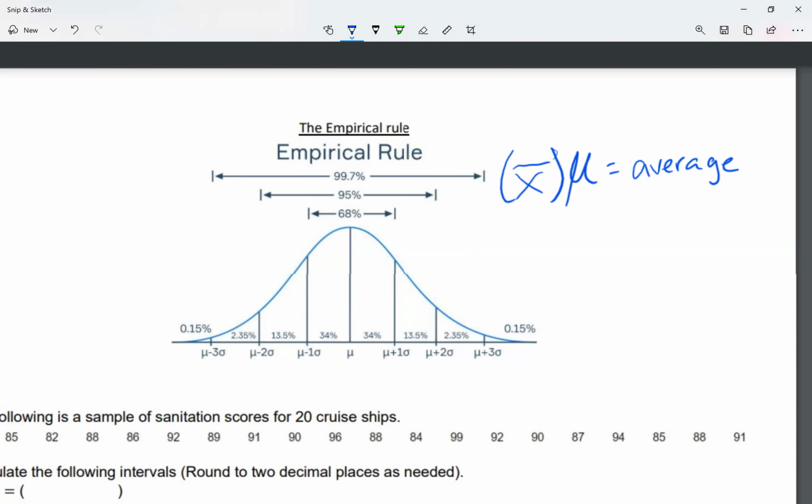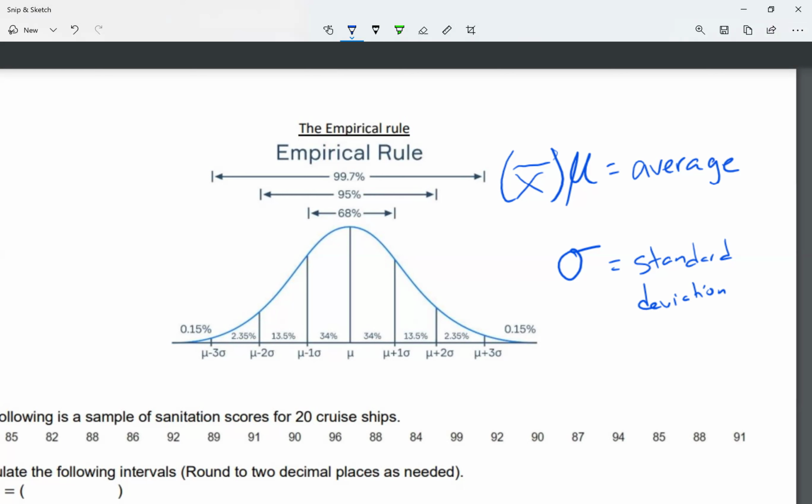Now, this Greek letter called sigma, it looks like this. This is going to be our standard deviation. That's why on the last homework, I wanted you guys to practice how to find an average, how to find a standard deviation, how to find a variance, because we're going to be using those a lot.